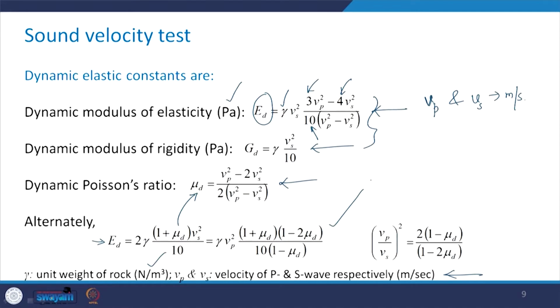The ratio of the velocities of P and S waves, that is Vp upon Vs whole square, is given by this expression, which is a function of only the Poisson's ratio, that is, the dynamic Poisson's ratio. This is not a function of the dynamic modulus of elasticity.